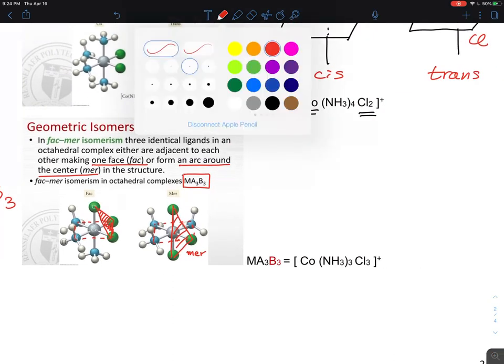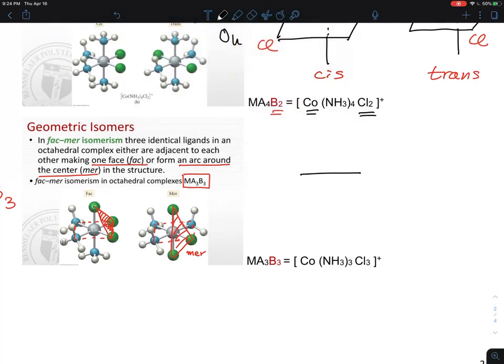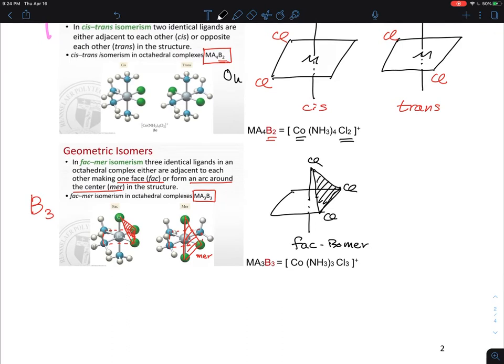So just for the recap, I will do it again. If you have the square, and then up and down, and then if you have a chlorine here, chlorine here, chlorine here, they will form the same side, and that's an FAC isomer. Okay, and if isomer, oh yeah, I got it right. I think with the late night classes, I'm getting a little bit dizzy.